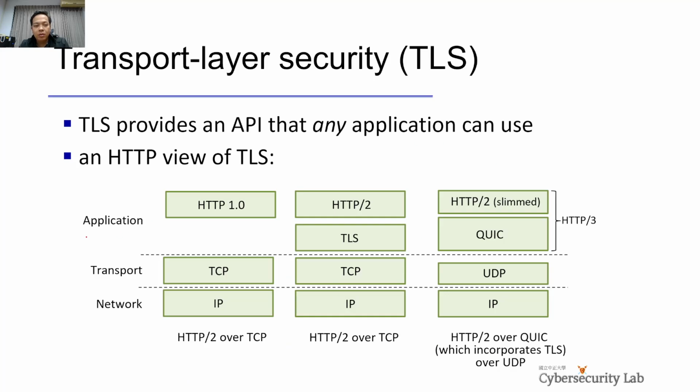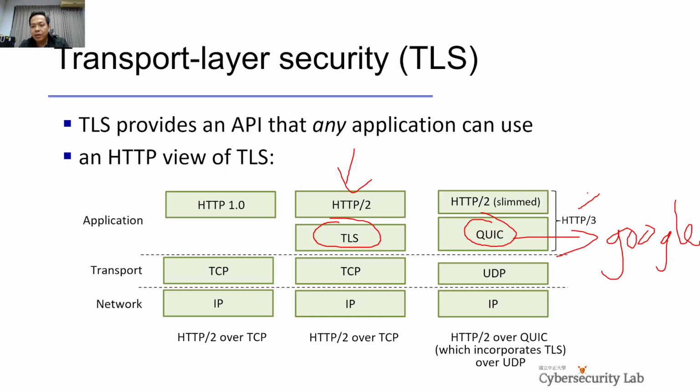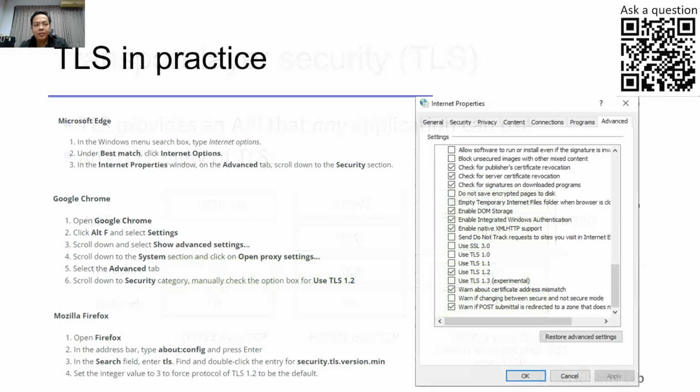For example, the application can use TLS for HTTP2 and can also use QUIC. This is from Google. Or it's called HTTP3, the current version. But this is from Google, so you need to have copyright.